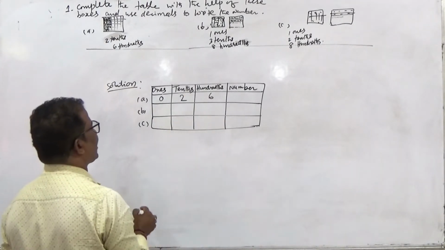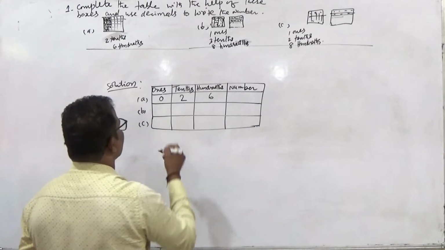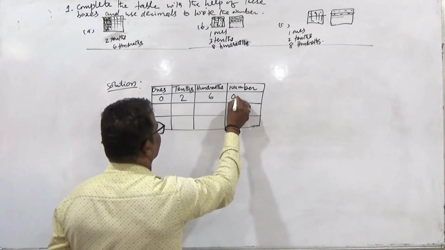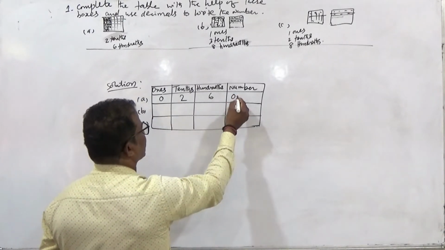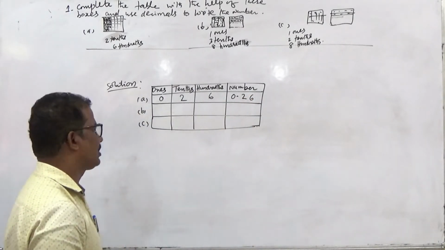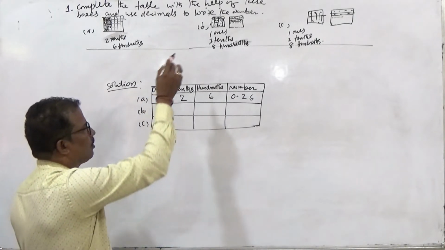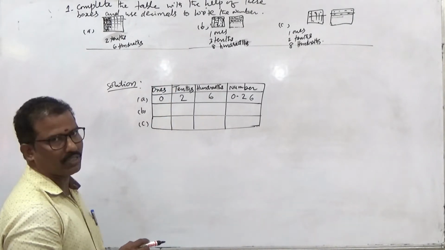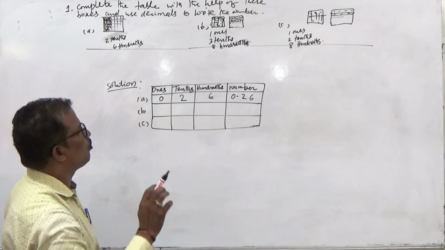The number together we can say that, once nothing is there, for the first place of the decimal it is 2, and in hundredths it is 6, so we can write 0.26. Similarly for box B, in that there are 2 boxes.